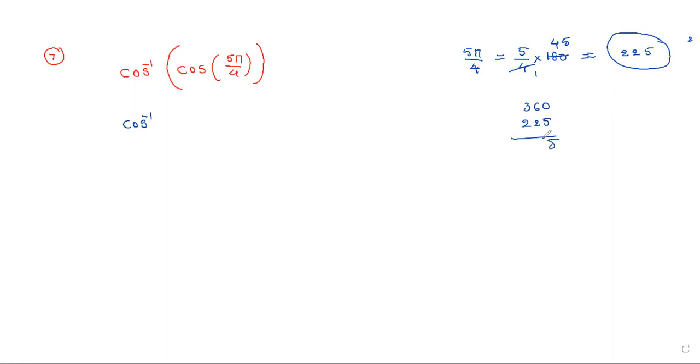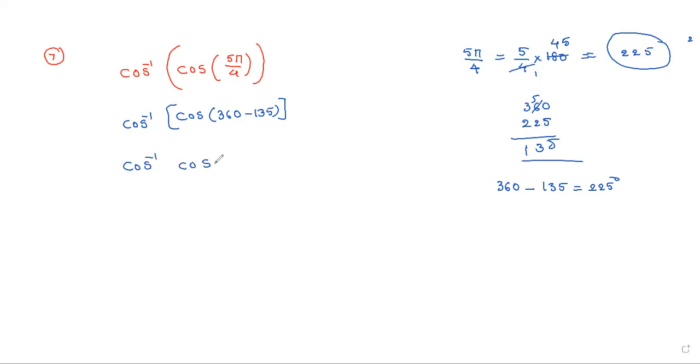360 minus 225 is 135. So 225 is 360 minus 135, so cos of 360 minus 135. Cos inverse of cos of 135, so cos inverse reduces the value to 135. Cos inverse of cos theta gives theta.